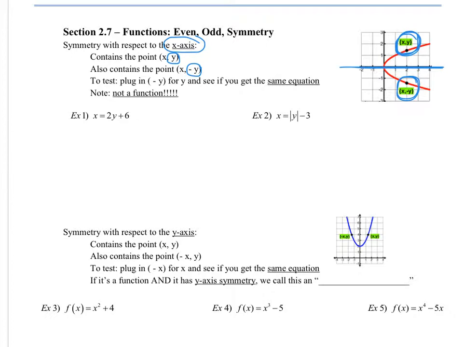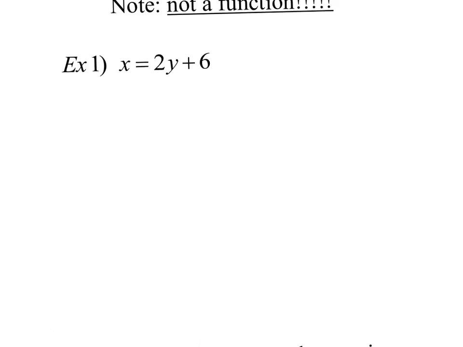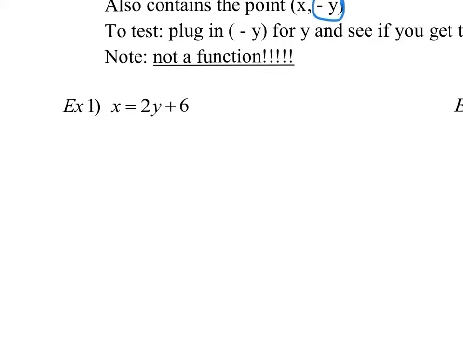And we have an algebraic test to be able to figure out, just by giving the equation and not a graph, to see if it has x-axis symmetry. So what we're going to talk about here for this first one is look at this example, and the test that we're given tells us to plug in negative y for y and see if we get the same equation. So that means I'm going to replace in this equation negative y for y. So I'm going to keep everything the same except plug in negative y instead of positive y, and then simplify. So that gives me x equals negative 2y plus 6.